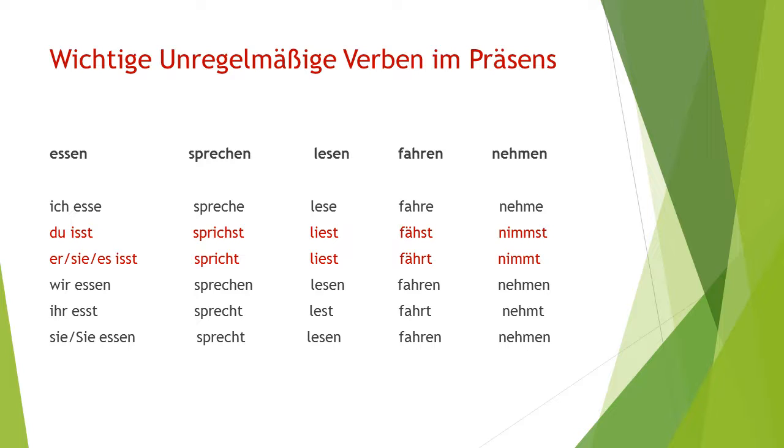However, there are some fluctuations. Let's say there are some diversions from the main rule with du and er, sie, es forms. Simply said, du esst, it must have been the case, but we don't have this case. We have du isst. It means E has been replaced by I.